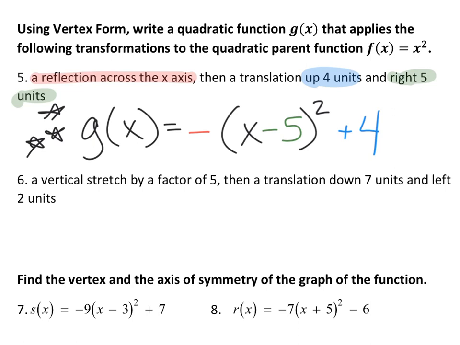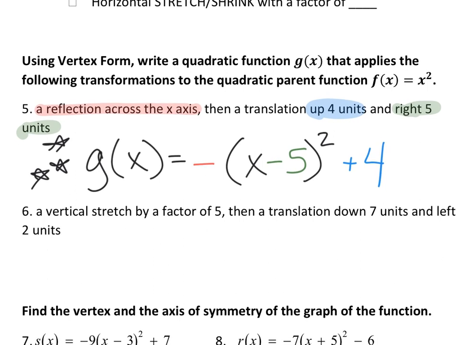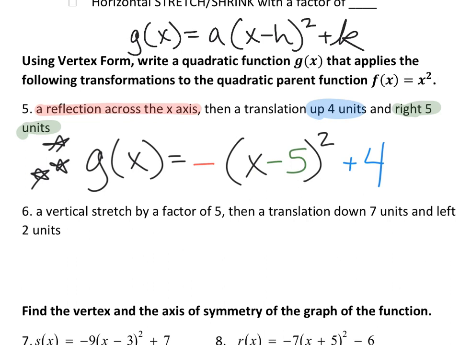Here, I'll rewrite the formula so everyone has it and they know where it's coming from. Here's g of x equal to a times (x minus h) squared plus k. So all you have to do is figure out what the a, h, and k are and plug in those numbers.